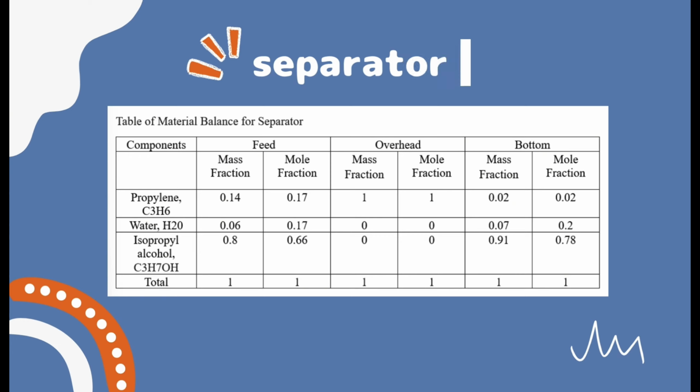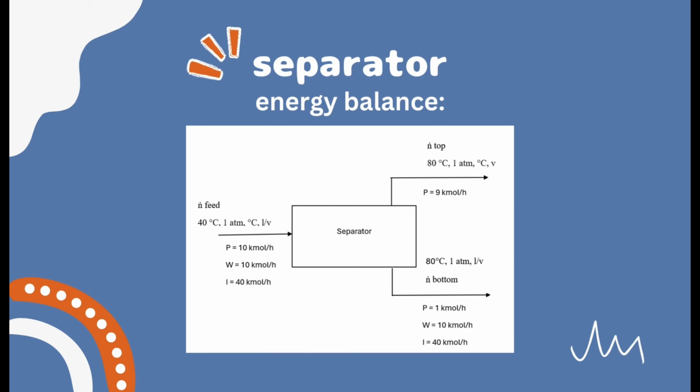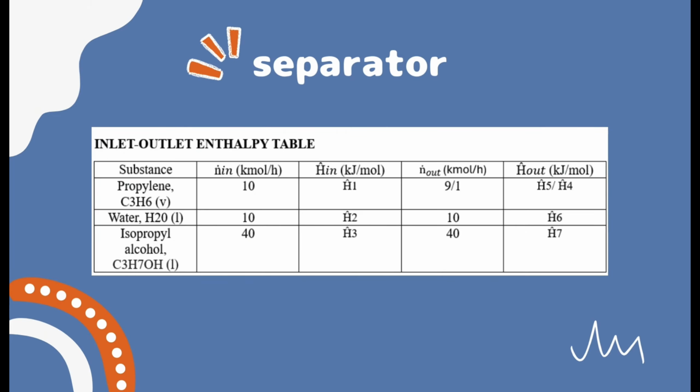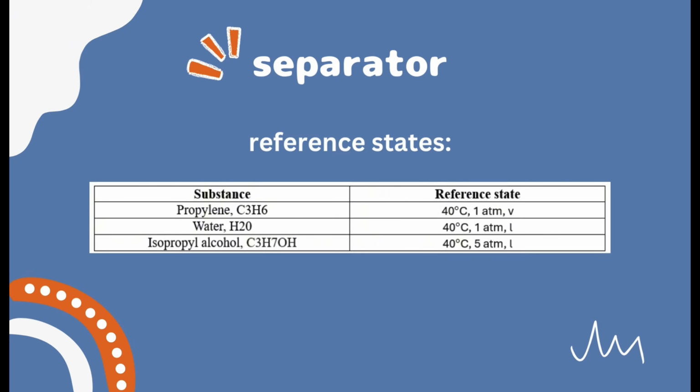We construct a table so that we can do the calculation easily and substitute all of the values that we got just now. As for the energy balance, based on the reference, we put the temperature of the feed to be 40 Celsius degree at 1 atm. For the top and bottom product, we put the temperature 80 Celsius degree at 1 atm. We construct a table so that we can do the calculation easily and substitute all of the values that we got just now. This is the reference state of each component to calculate the energy balance.